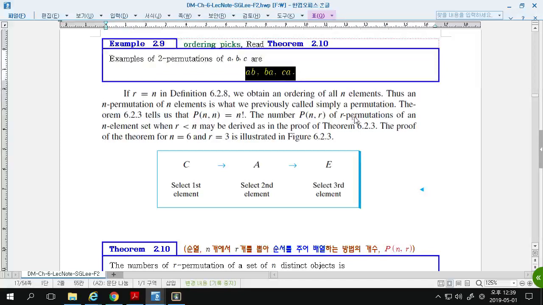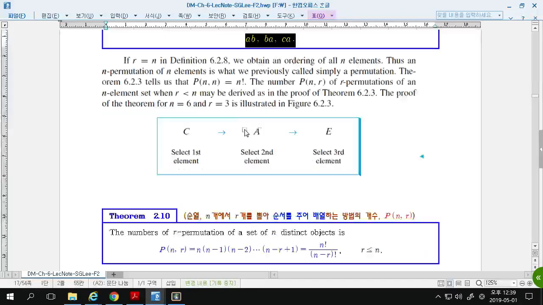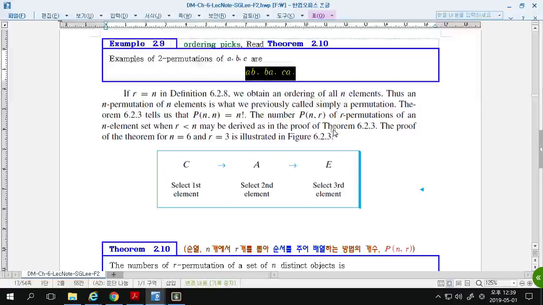The number P(n, R) of R permutations of n elements where R is less than n may be derived from the above. Okay. For example, if n is equal to 6 and R is equal to 3, as shown in figure 6.2.3, then first, how many choices do we have on the first position? We have 6 persons, so we have a freedom of choice from 6. For the second position, how many choices do we have? 5 persons left, so we have a choice of 5. For the third position, 2 persons were already taken, so 4 people left, so we can choose one out of those 4. So 6, 5, and 4, isn't it? So 6 times 5 times 4 is equal to P(6, 3).